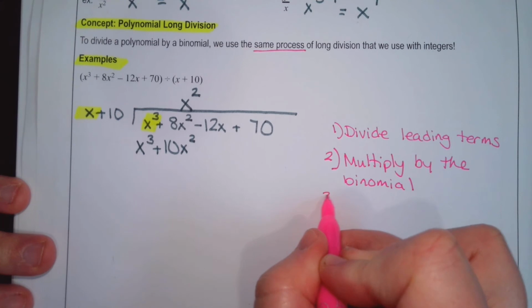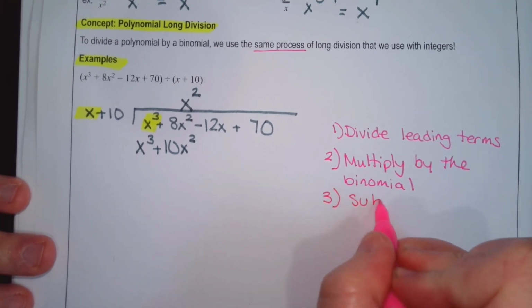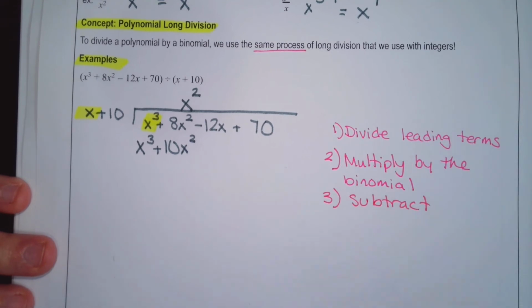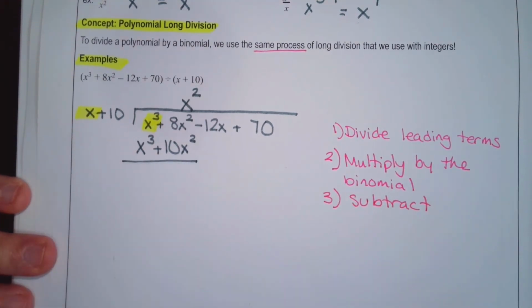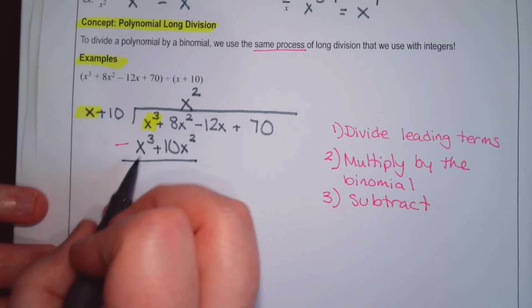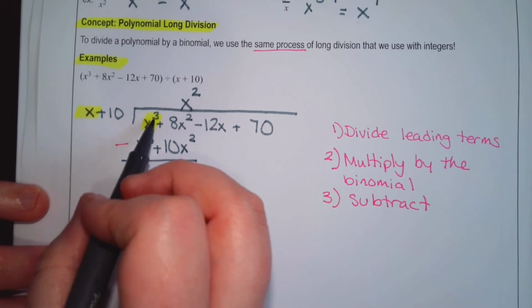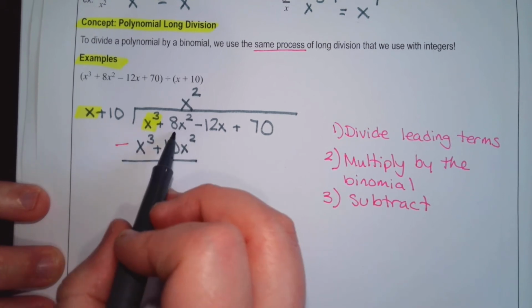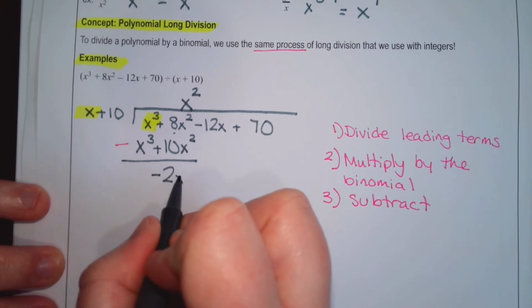Then, step number 3, we subtract. You always subtract, and I highly recommend actually putting a physical subtraction sign. So, x cubed minus x cubed cancels. That's what you're looking for, first terms to cancel. And then 8x squared minus 10x squared is negative 2x squared.